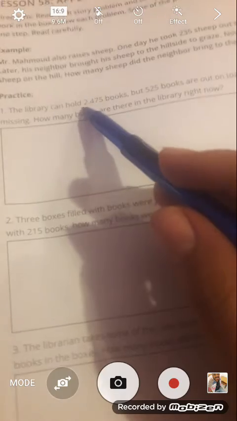Now let's go to page 187 and let's read the story problems here. The library can hold 2,475 books. I have a library that holds 2,475 books. But 525 books are out on loan.